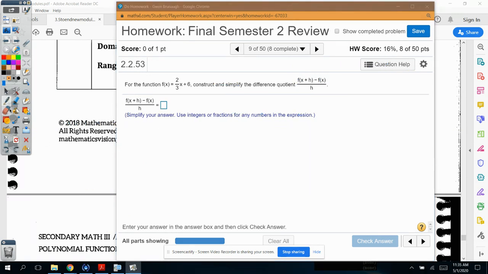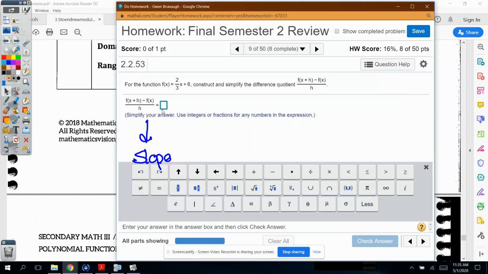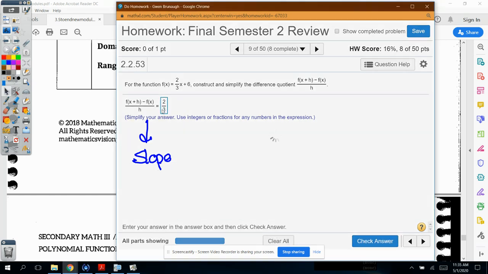Remember what this means? This is a fancy way for asking you what is the slope? What is the slope? And I would write that down if you are going to forget. This is just asking you for the slope. So what is the slope of a line? It's easy. It's just 2/3.